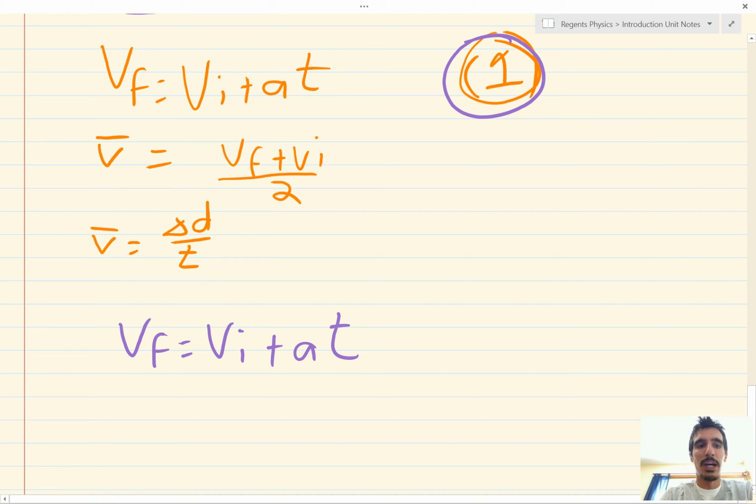And then we're going to look at the bottom equation. Average velocity is change in distance over time. We're going to solve for time first. So to solve for time, we multiply both sides by t.